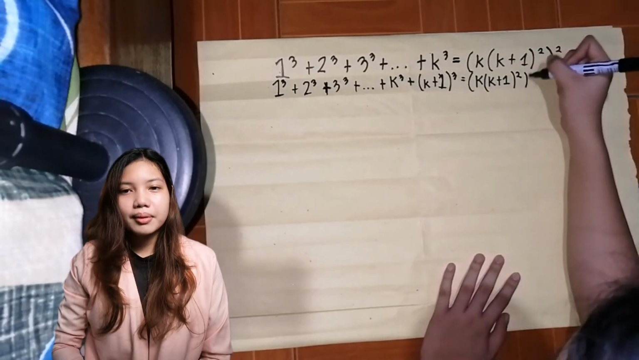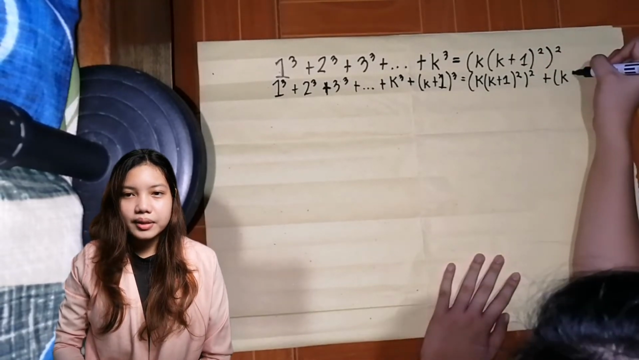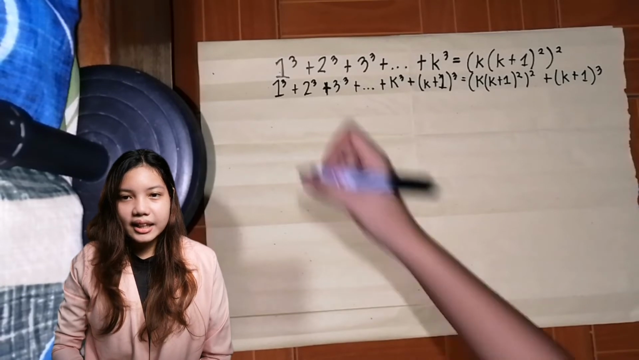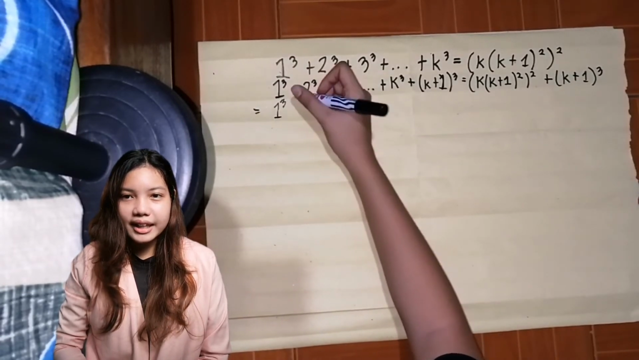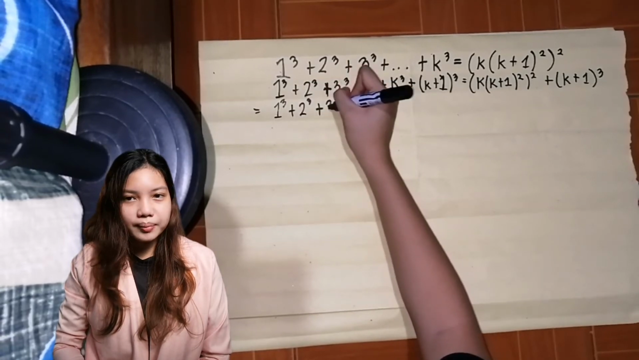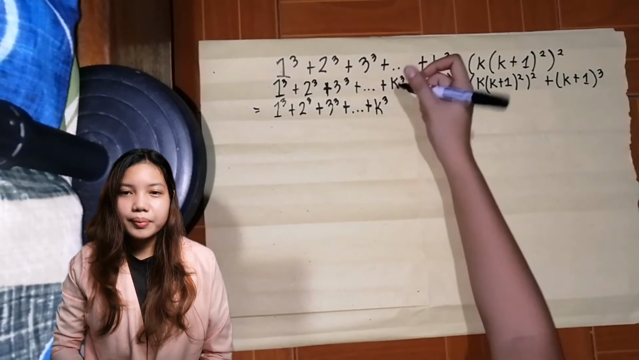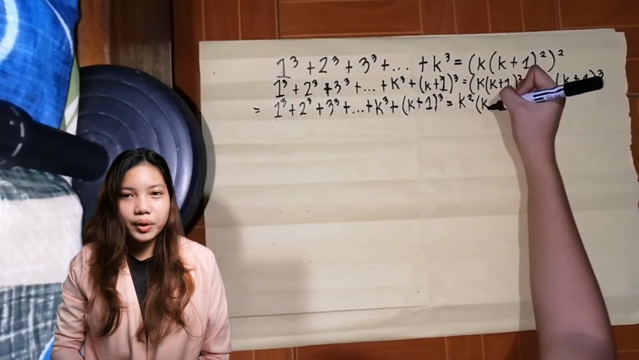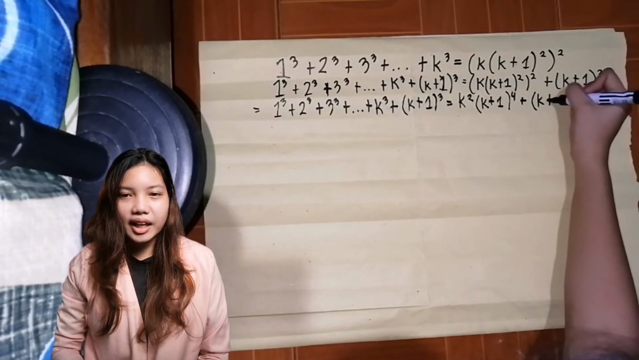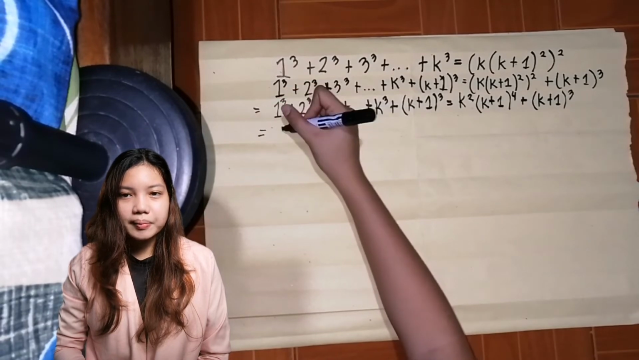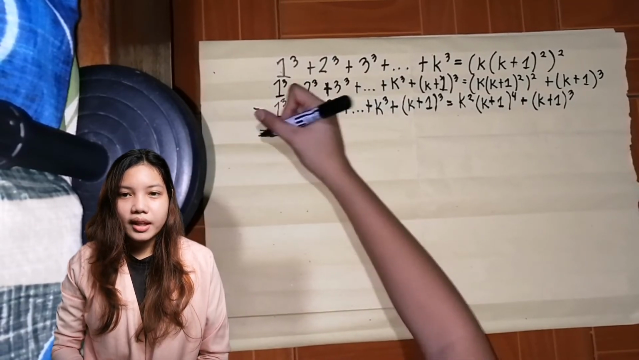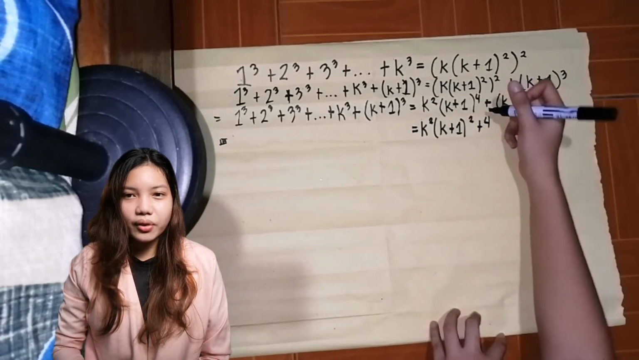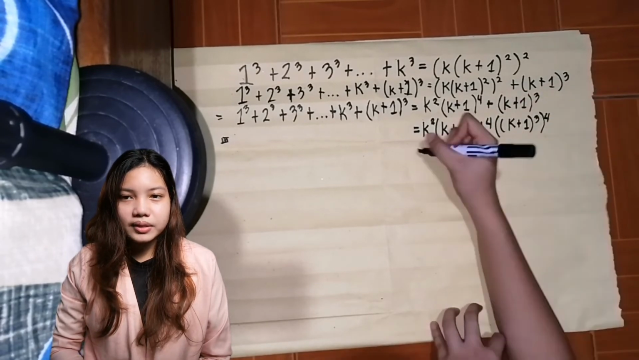So, 1 cube plus 2 cube plus 3 cube up to the k cube plus (k plus 1) cube equals (k(k plus 1)/2) squared plus (k plus 1) cube, which is equal to k squared (k plus 1) squared over 4 plus (k plus 1) cube, which is equal to k squared (k plus 1) squared plus 4(k plus 1) cube, all over 4.